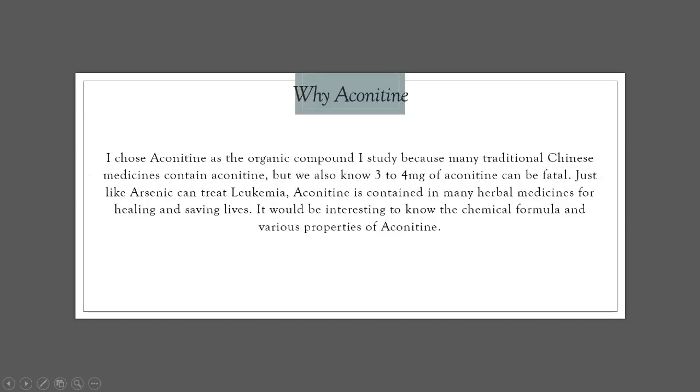So why did I choose aconitine? I chose aconitine as an organic compound to study because many traditional Chinese medicines contain the chemical aconitine, but we also know that 3 to 4 milligrams of aconitine can be fatal, just like arsenic can treat leukemia. Aconitine is contained in many herbal medicines for healing and saving lives. It will be interesting to know the chemical formula and various properties of aconitine.